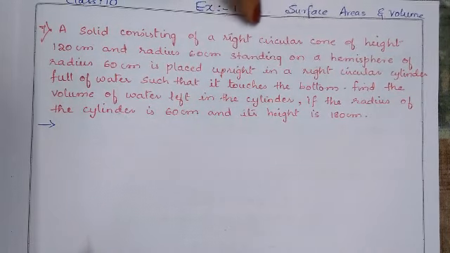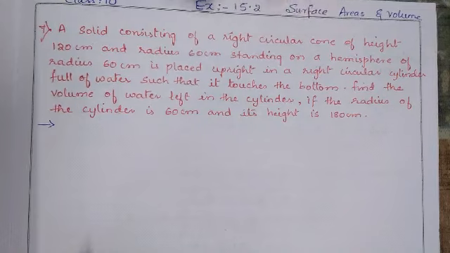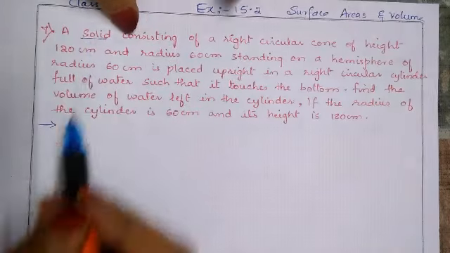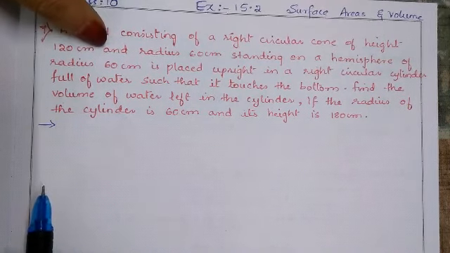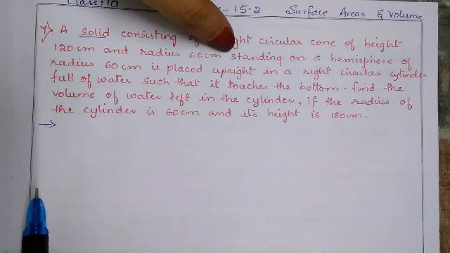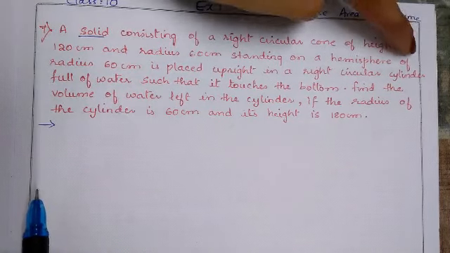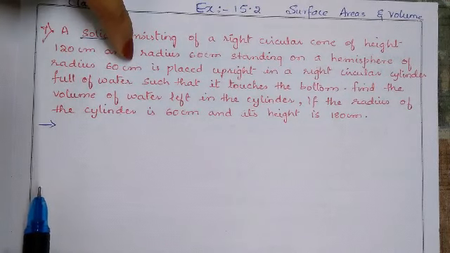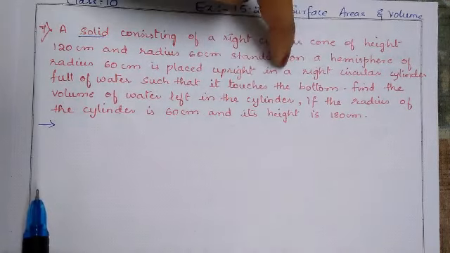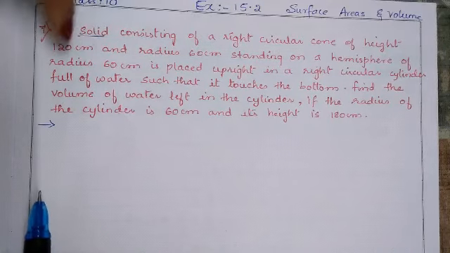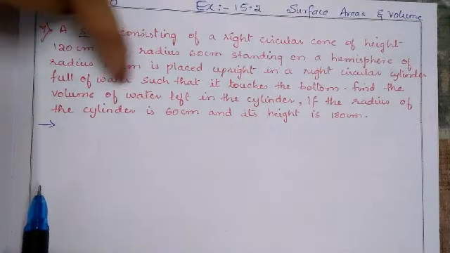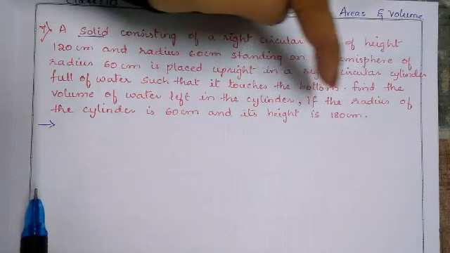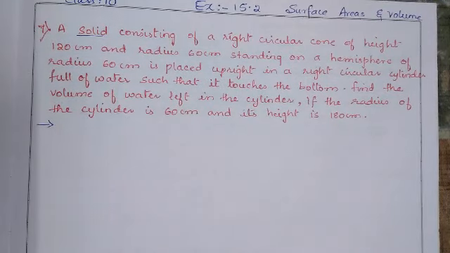A solid consists of a right circular cone of height 120 centimeter and radius 60 centimeter standing on a hemisphere of radius 60 centimeter. It is placed upright in a right circular cylinder full of water such that it touches the bottom. Find the volume of water left in the cylinder if the radius of the cylinder is 60 centimeter and its height is 180 centimeter.